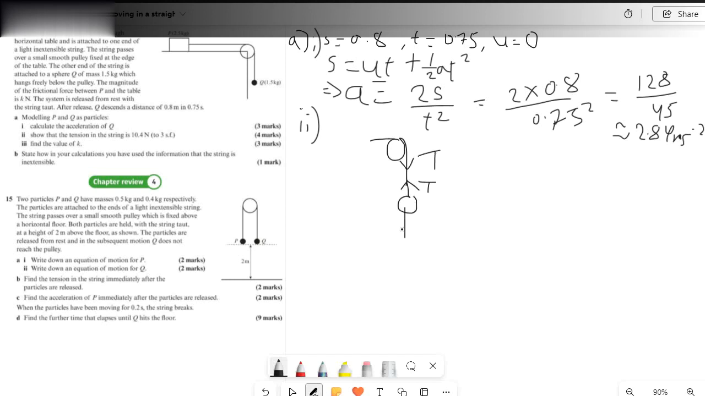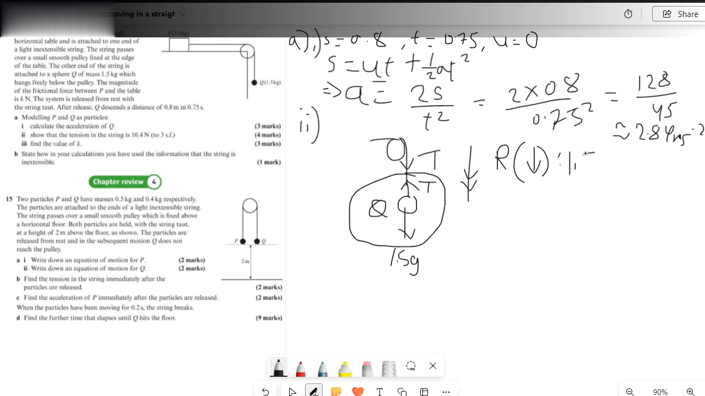And if this is Q, then this is its weight, which is 1.5g, and the acceleration will be downwards because Q is the one that pulls the system down. So therefore we can say that for Q only, resolving downwards, mg, or its weight 1.5g, minus tension equals ma, which is mass times acceleration.